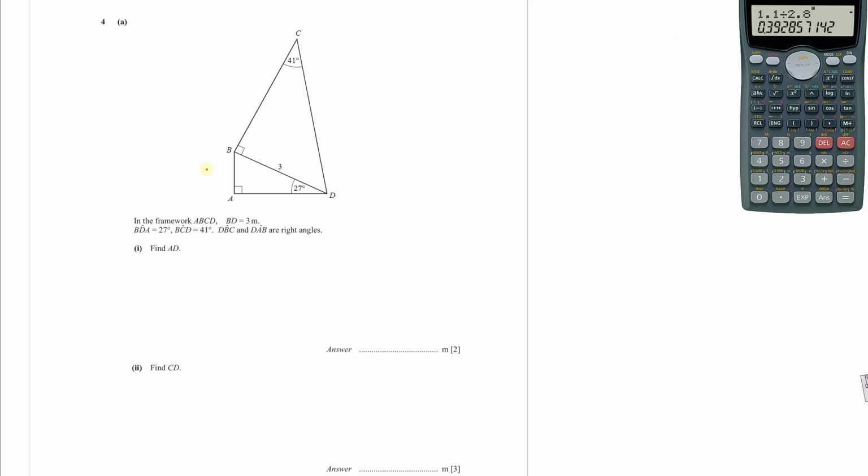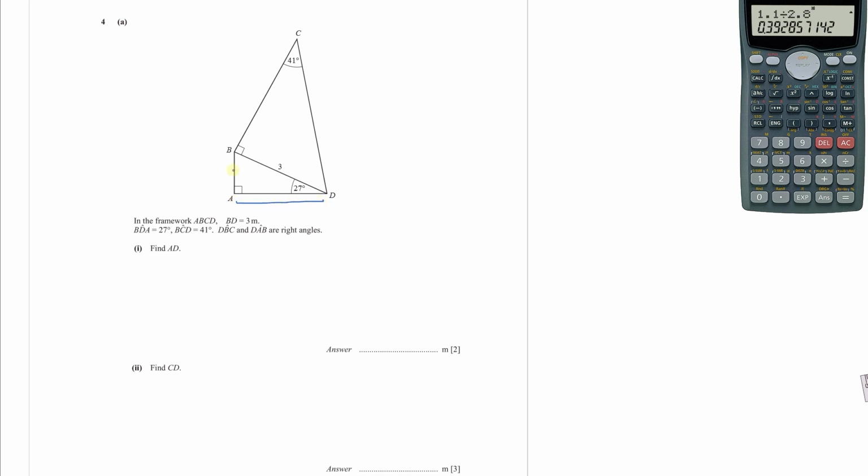Question number 4, part A. In the framework, ABCD is given, and BD is 3, angle BDA is 27, angle BCD is 41 degrees. These are two right angle triangles with this 90-degree angle and this another 90-degree angle. Part A is find AD. So find this length AD.